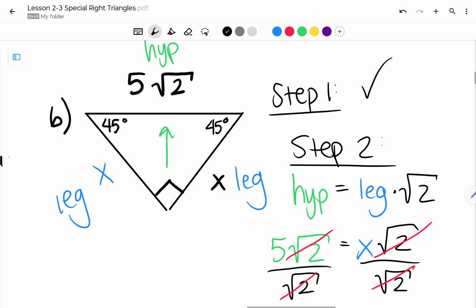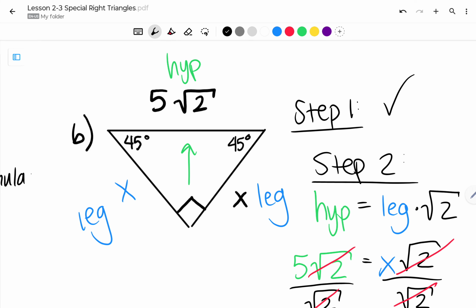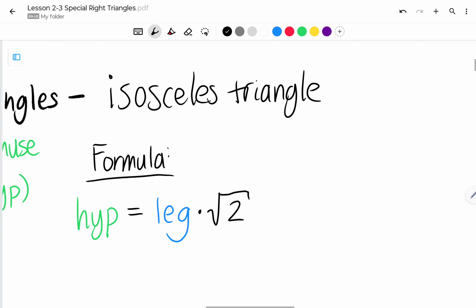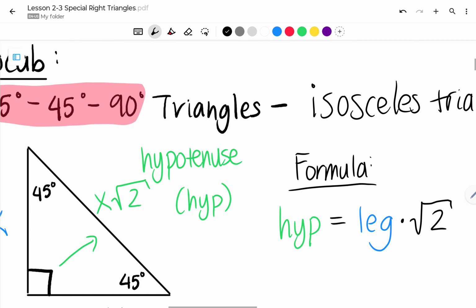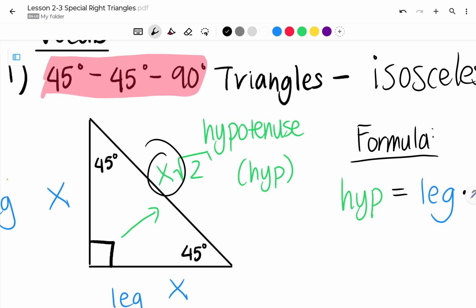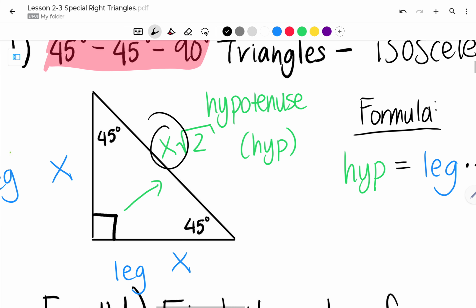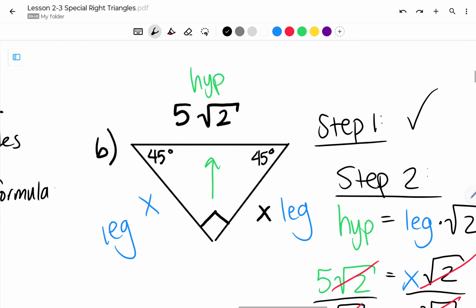And again, you could solve this just by looking at the picture. If the hypotenuse is always some number x times square root of 2, and then the leg is that same number x, then that means in our problem, if you look at our problem here, if this is 5 times square root of 2, these have to be 5. That makes sense, right? Just by looking at the picture.